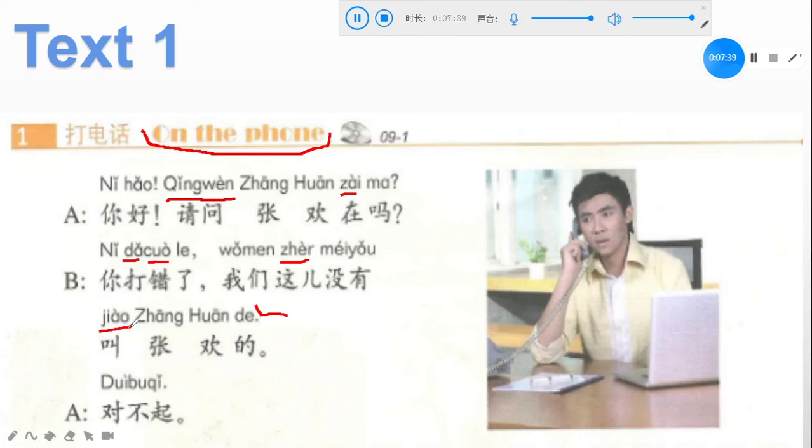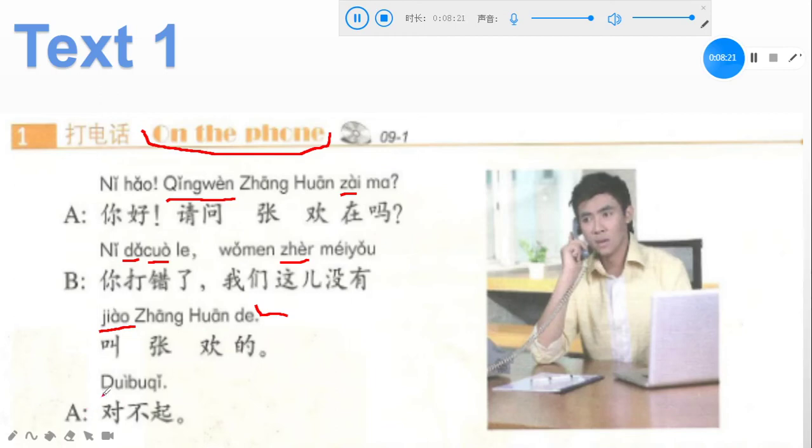叫, this word we learned in the very first class in level 1, which means to call or called. 张欢 the name. 的人 people or person. Okay, so 我们这儿 our here, 没有 doesn't have. 叫张欢的人 doesn't have a person called 张欢. So this whole sentence in English we can say you called wrongly. Our here doesn't have a person called 张欢, or there's no 张欢 here.